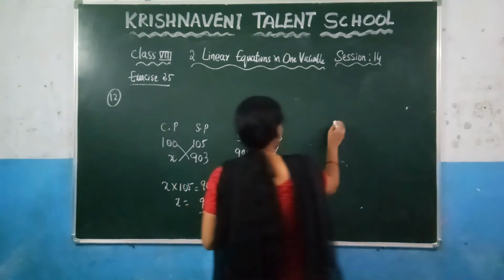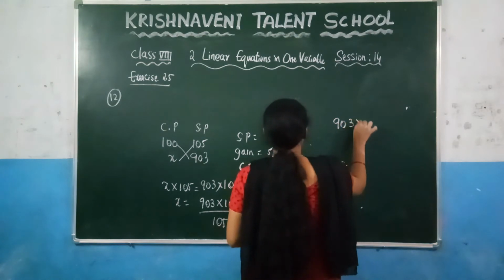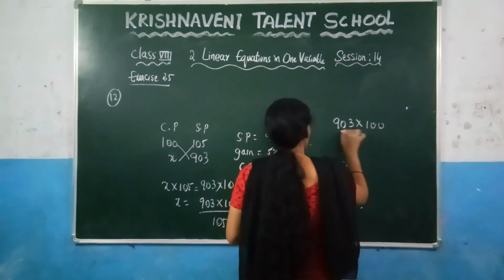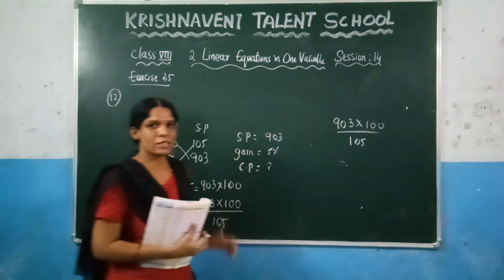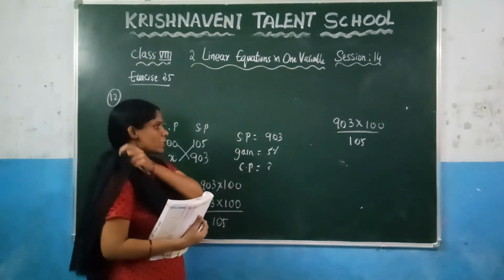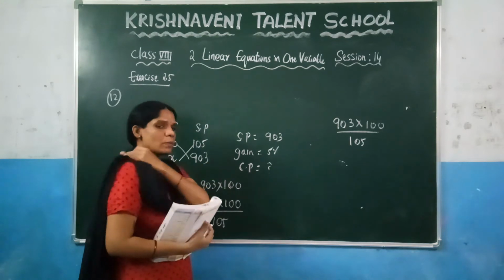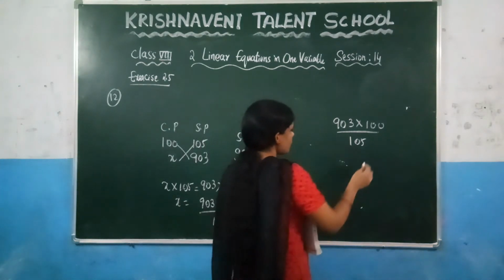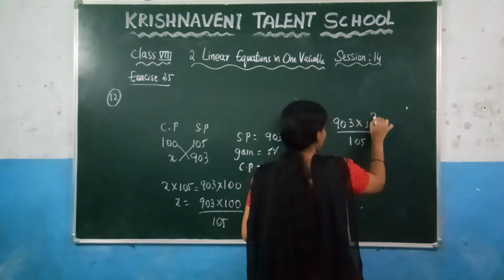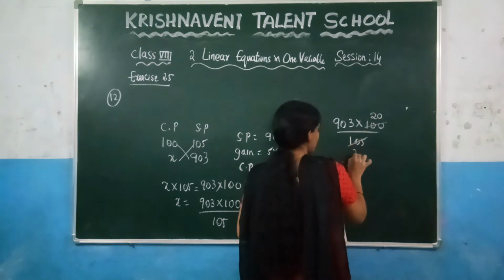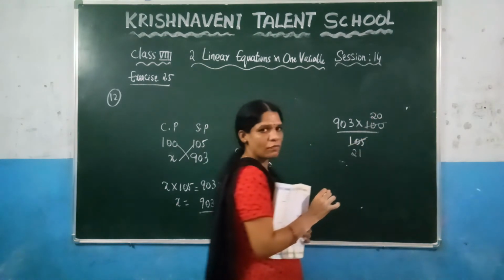How do you do this calculation? What you got here is 903 into 100 by 105. Here you need to check in which table you will get divisibility by any of these numbers. You can observe that in the 5 table, 5 2s are 10, and similarly here 5 2s are 10, 5 1s are 5.